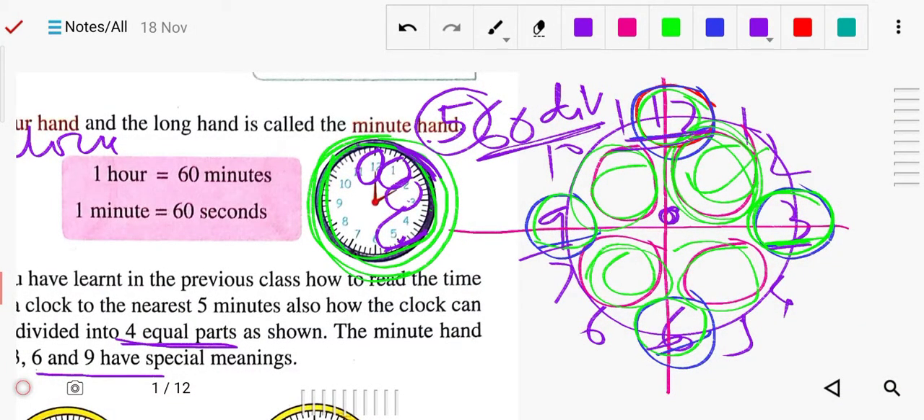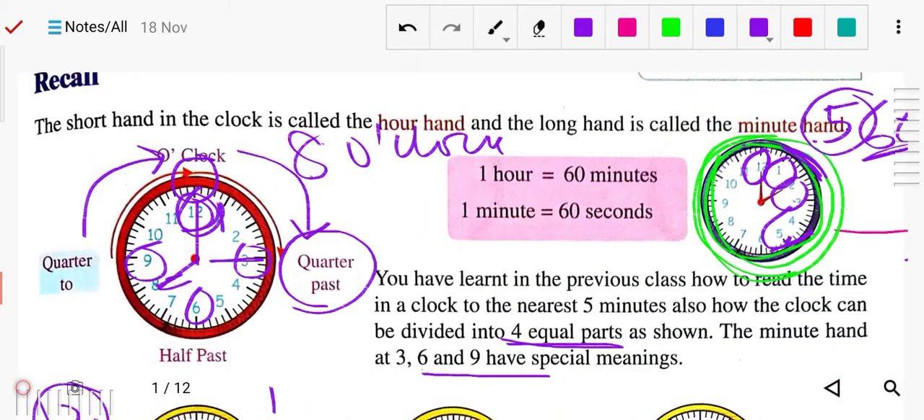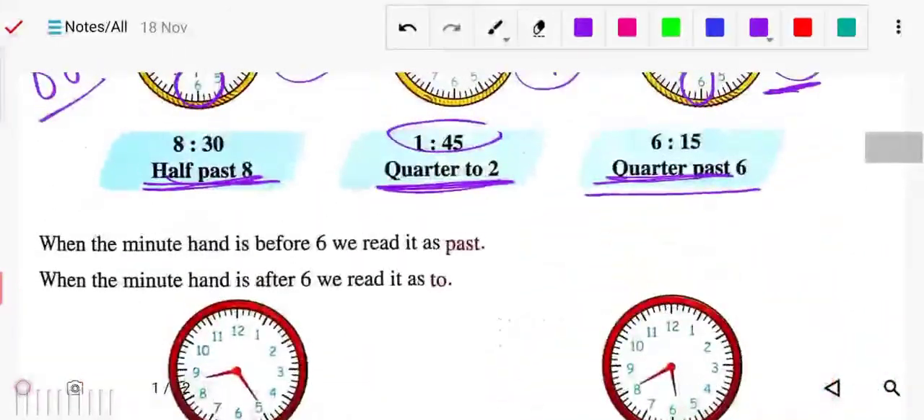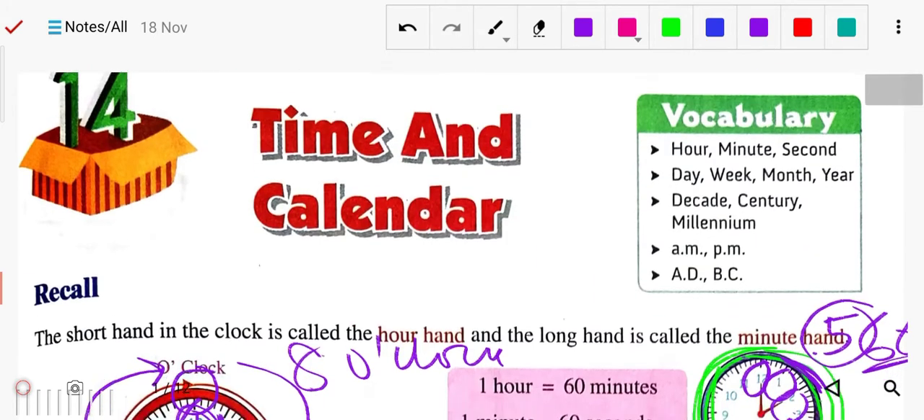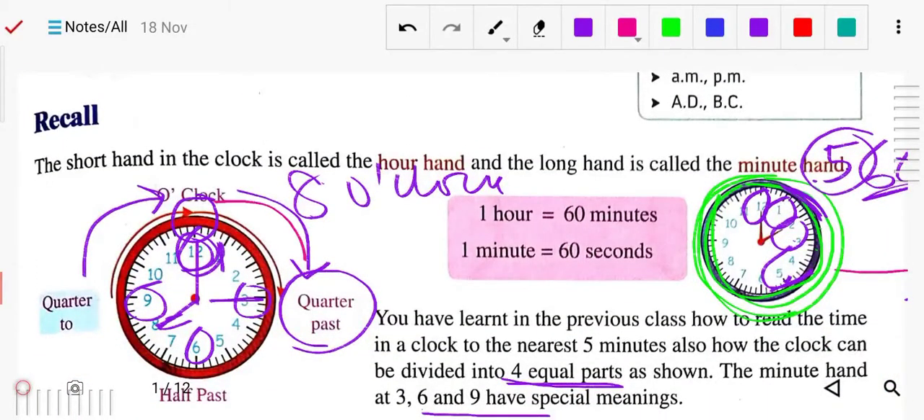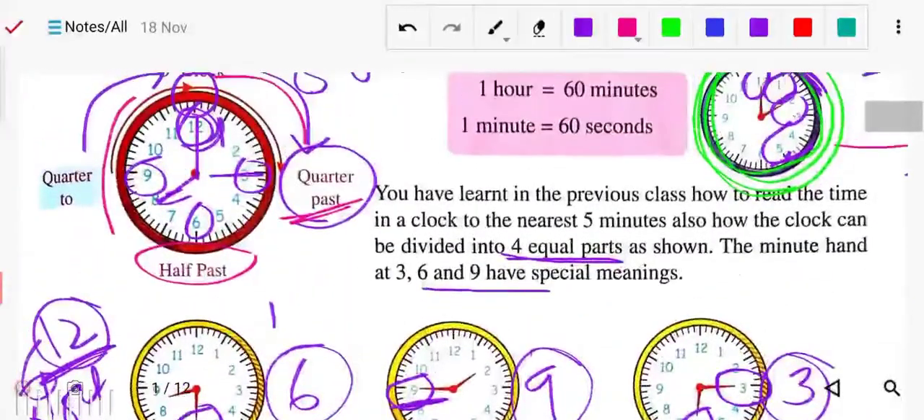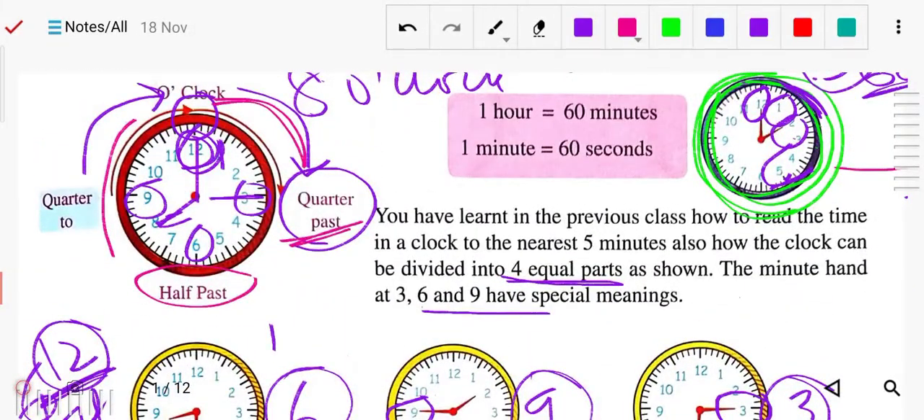If the minute hand is on the 12, simply write the o'clock. If it is on the 3, it is a quarter, so you use quarter past. If it is on the 6, use half past. If it is on the 9, you use quarter to. It is very important: for the 9, you have to use only quarter to. Now you just understand it. From here also you can remember: from here to here it is called quarter past. This is the half past, and from here to here, quarter to. You can learn it from here also. From 12 to here, this is called quarter past.